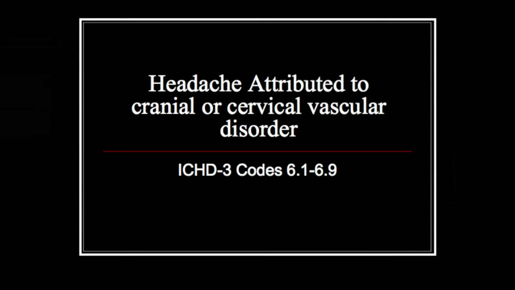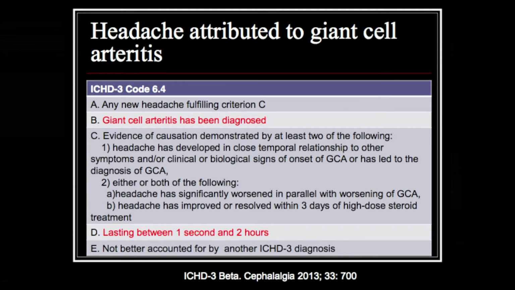Next, we're going to talk about headache attributed to cranial and/or cervical vascular disorders, 6.1 to 6.9 ICD-3 codes. And this is one called giant cell arteritis. Now what's interesting is in the official criteria, they said that giant cell arteritis has been diagnosed, but they don't really tell you how it's been diagnosed. Usually it's diagnosed with a temporal artery biopsy.